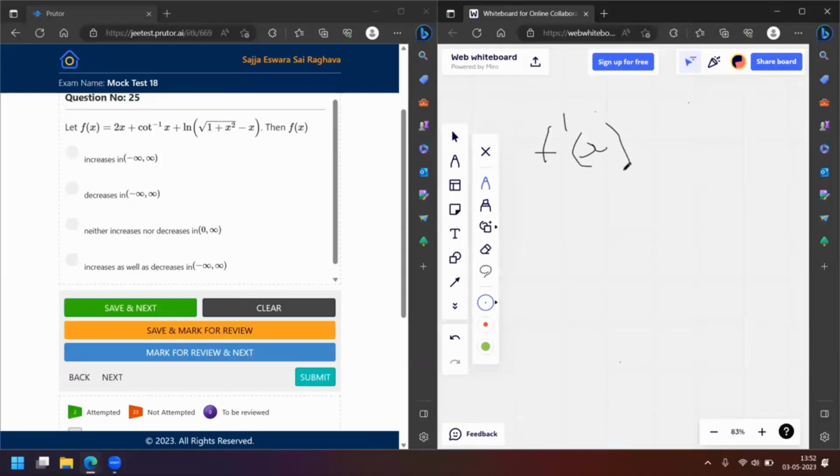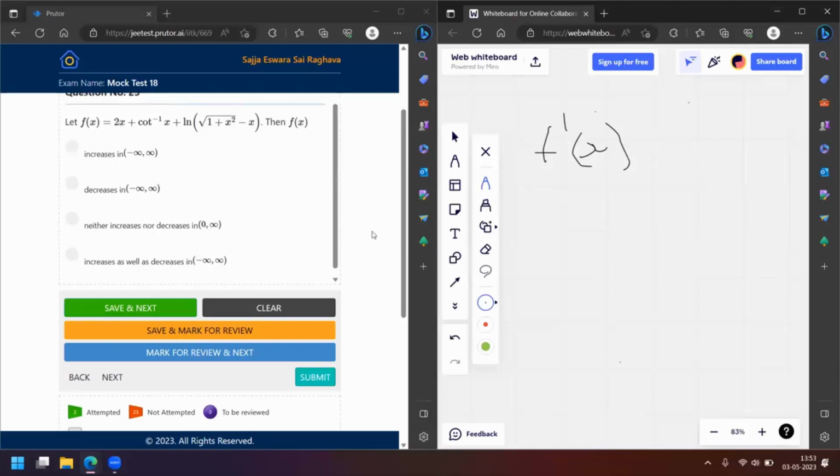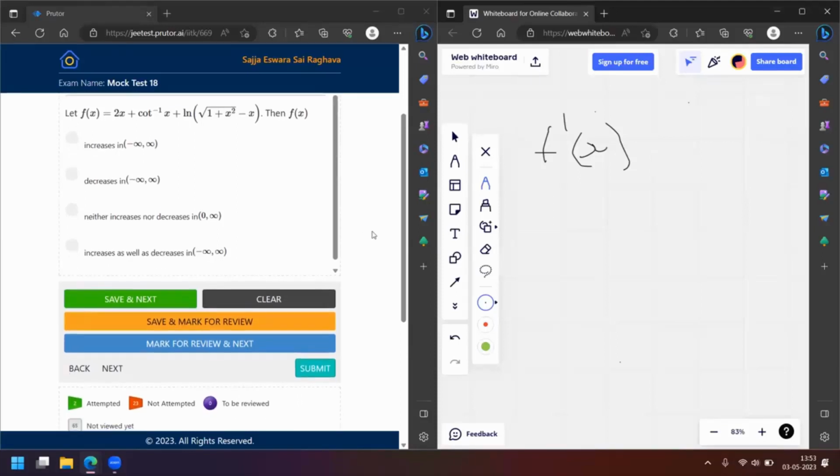We can take some points like 1 or minus 1 in the range of minus infinity and check by substituting whether the value of f dash is positive or negative. If it is positive, it is increasing at x. If it is negative, it is decreasing at x. So we can conclude whether it is increasing or decreasing by checking the domains, minus infinity to 0 and 0 to infinity, and whether f dash is greater than 0.